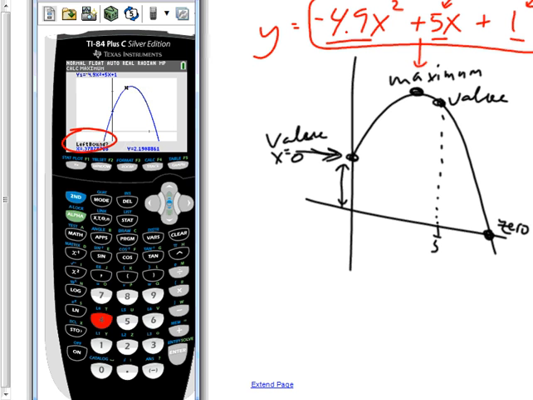Okay, left bound means we need to make a left boundary. So you go to the left of the spot you care about and hit enter. Right bound, you go to the right of the spot you care about and you hit enter. And then the last one is guess. You go right on top of the spot you care about and you hit enter. There we go. That's my maximum.